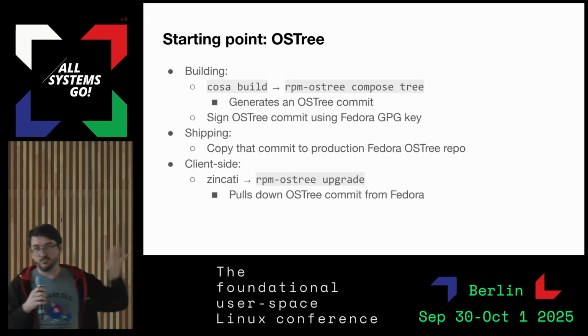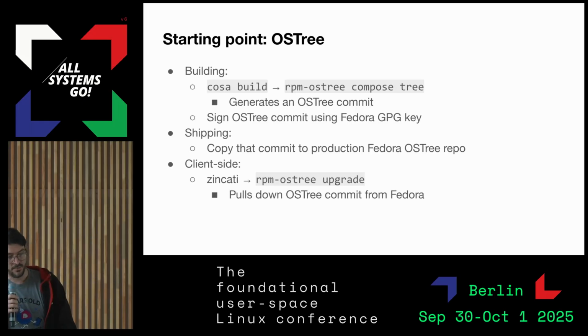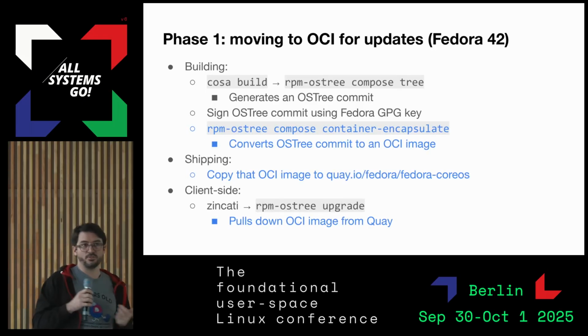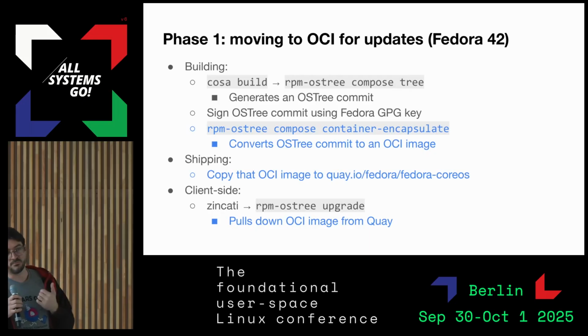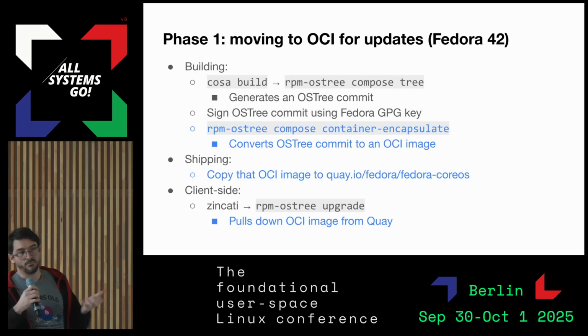So all of this is very much OSTree. There was no bootable container in this part. What has been happening in the past two major Fedora releases is that we started first moving things to bootable container, mostly as the transport mechanism. So we moved the content from the OSTree commits inside of the bootable container images, the OCI images.